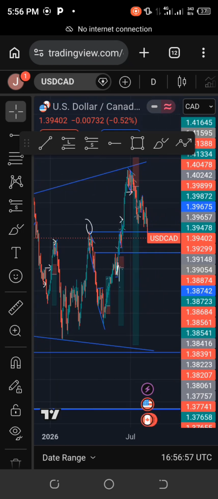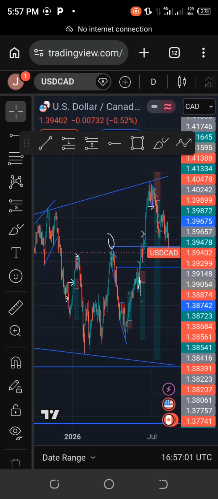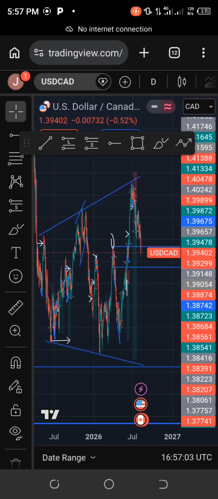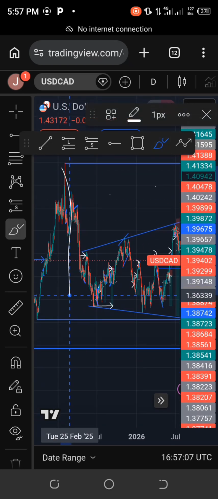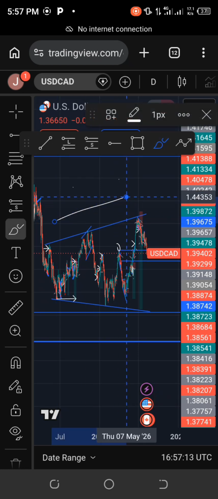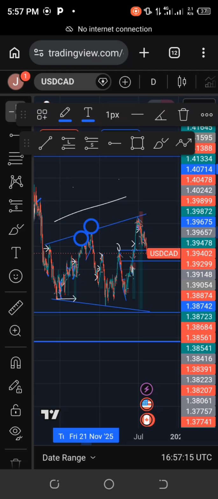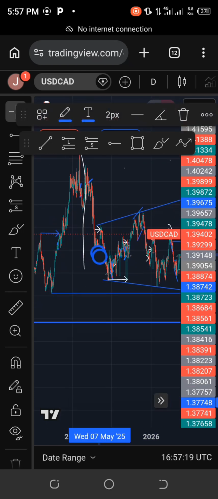So basically, we can see a direct trend from the market, a direct impulse down like so, followed by this sideways movement that happened.